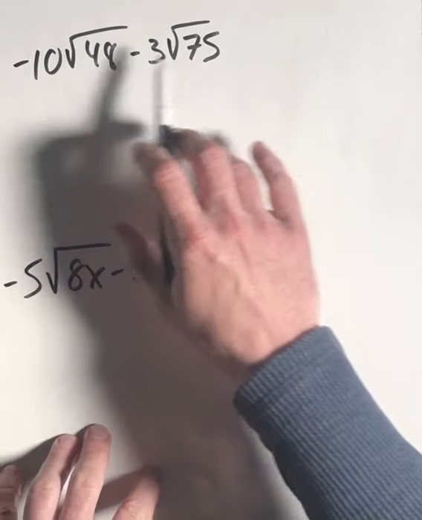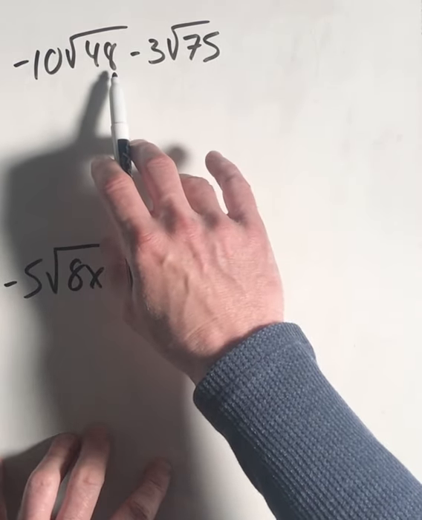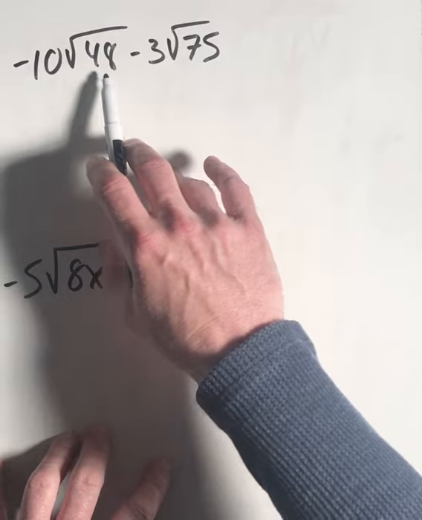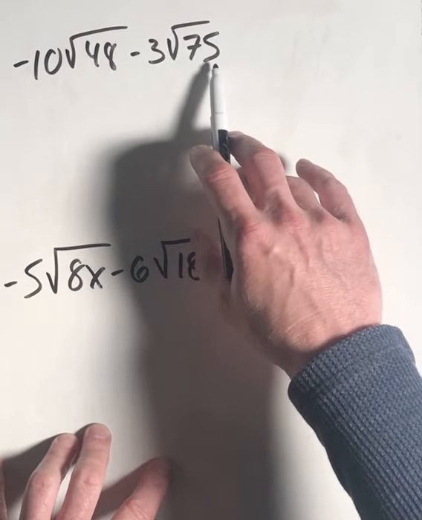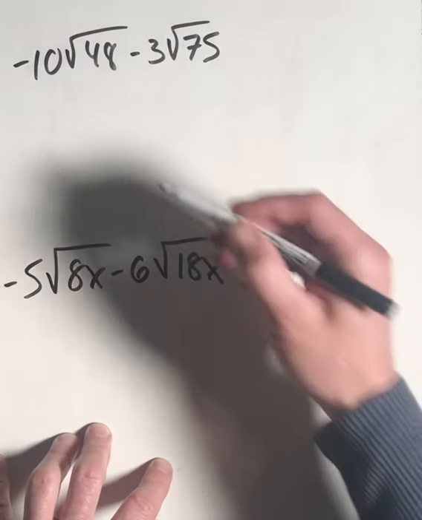I know that 48 and 75 are both divisible by 3. 48 divided by 3 gives me 16, which is a perfect square. 75 divided by 3 gives me 25, which is a perfect square. So that's a good way to go.